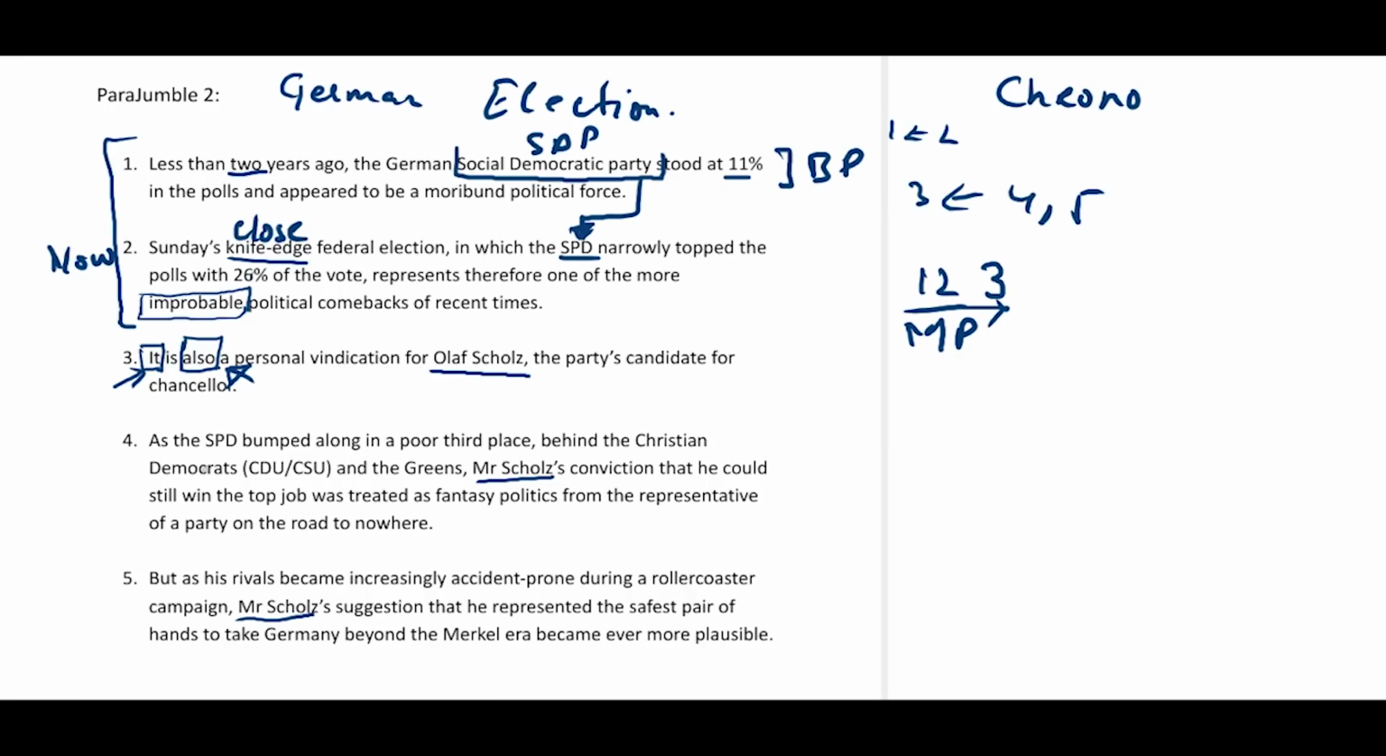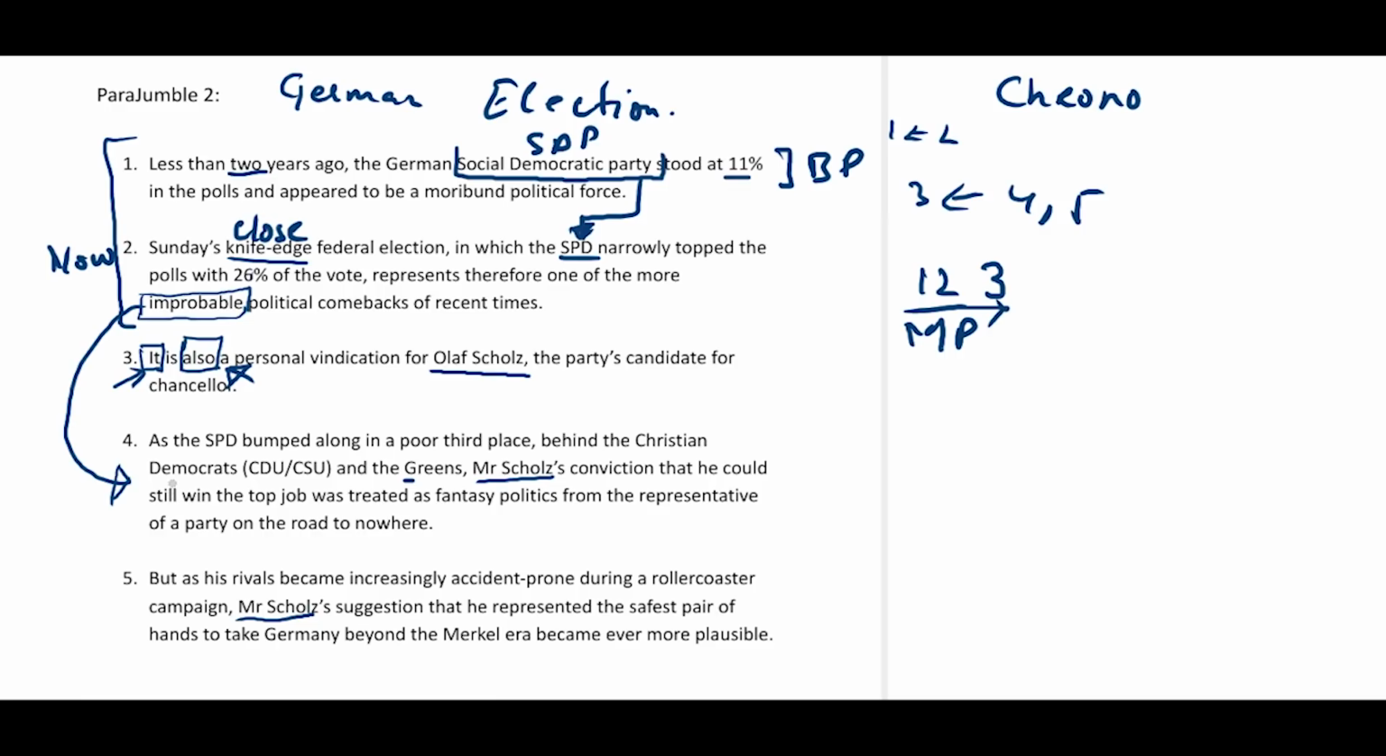What about 4 and 5? As the SPD bumped along in a poor third place behind the CDU, CSU and the Greens, and notice that Greens is a noun here. It is with a capital letter because Greens is the other political party except for CDU, CSU and SPD. It is another political party. So what we are saying is that it trudged behind all of these political parties. Scholz's conviction that he could still win the top job was treated as fantasy politics from the representative of the party on the road to nowhere. And this is the improbable part that we are now explaining, as in why exactly this was improbable. It was improbable because no one expected him to win.